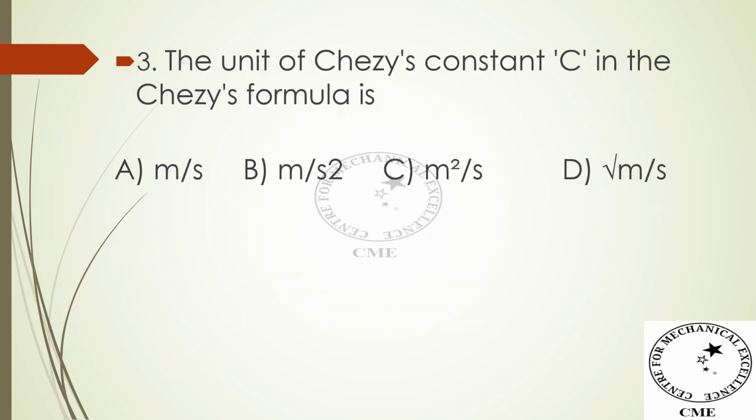Next question. The unit of Chezy's constant C in Chezy's formula. Option A, meter per second. Option B, meter per second square. Option C, meter square per second. Option D, root of meter per second. Here, the correct answer is option D.